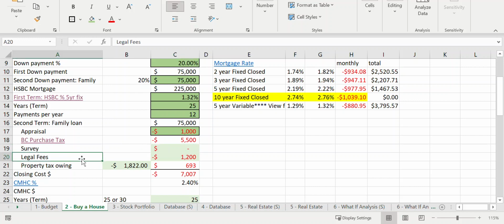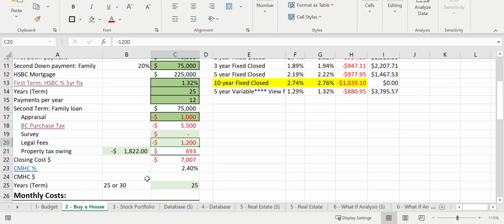All right, legal fees. Now, to purchase a house, you're going to need to pay a lawyer or a notary public to process and file your name as the owner with the land titles and go through all that process to do that. And notaries are about $800 to $1,000. Lawyers are $1,000 to $1,400. So I put down $1,200 as a sort of a basic amount right here.